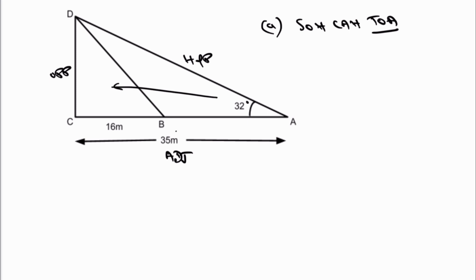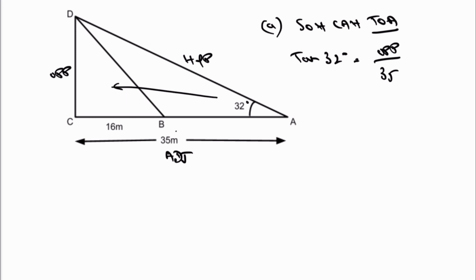Okay, and the ratio that I'm going to choose is going to be tangent, because I know the adjacent, which is 35 meters. I know the angle, which is 32 degrees. I'm also looking for the opposite, so therefore I can write that the tan of 32 degrees equals the opposite, which is the bit I'm looking for, divided by 35.